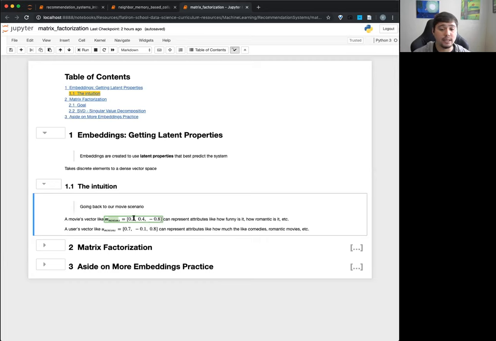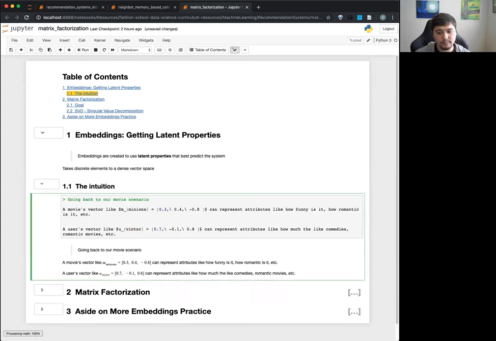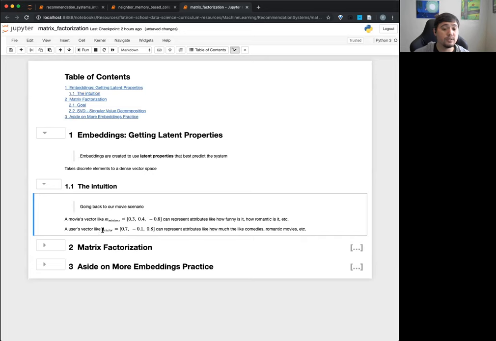And you can think of these latent features as being things like, how funny is it? How romantic is it? How much action is there? Those kinds of properties that aren't directly created, but are describing something about this movie. And then we have a user vector, let's say for user Victor. This user vector has the same dimensions. It's describing those same things. And these numbers represent how much this user, Victor, likes comedy, how much they like romance, how much they like action in their movies.